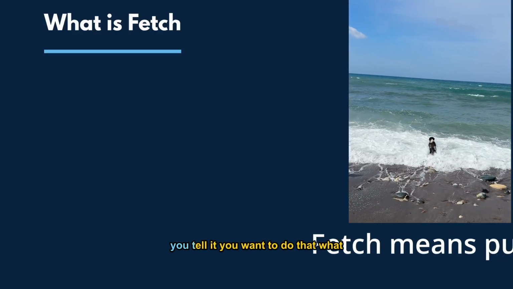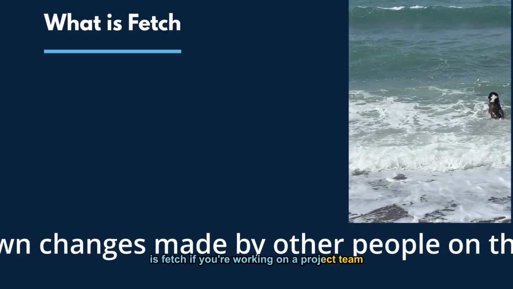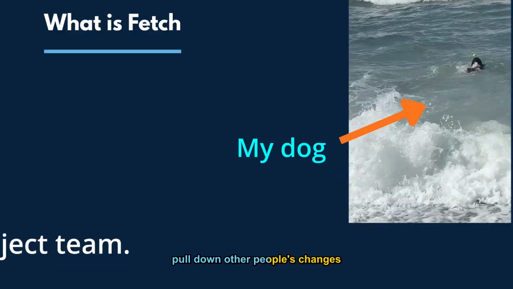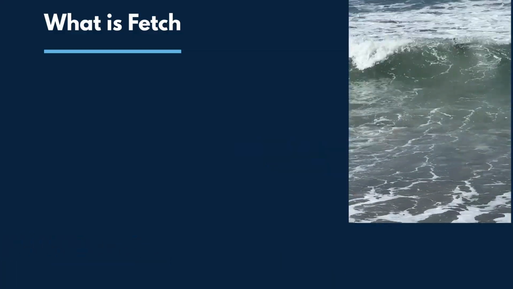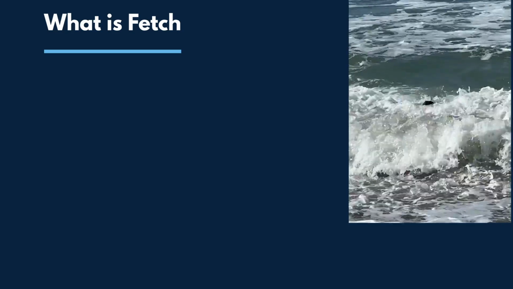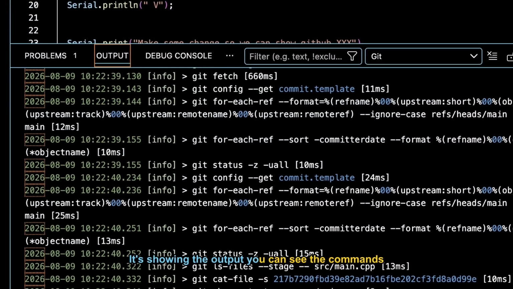And also periodically VSCode will do fetch if you tell it you want to do that. What is fetch? If you're working on a project team with lots of people on it, fetch means it'll pull down other people's changes. Now, showing the output, you can see the commands.